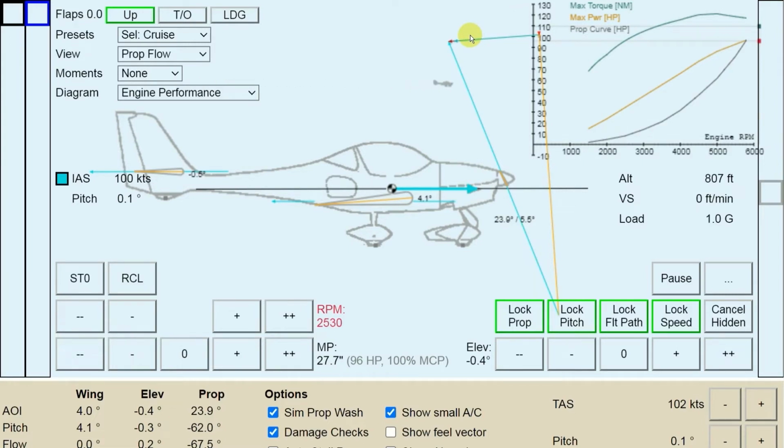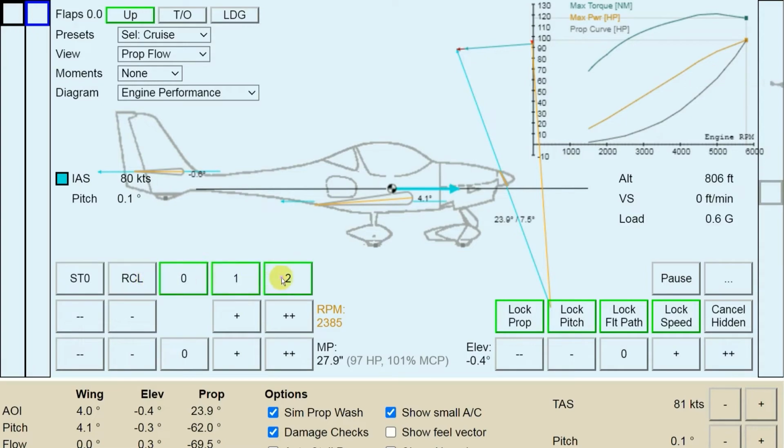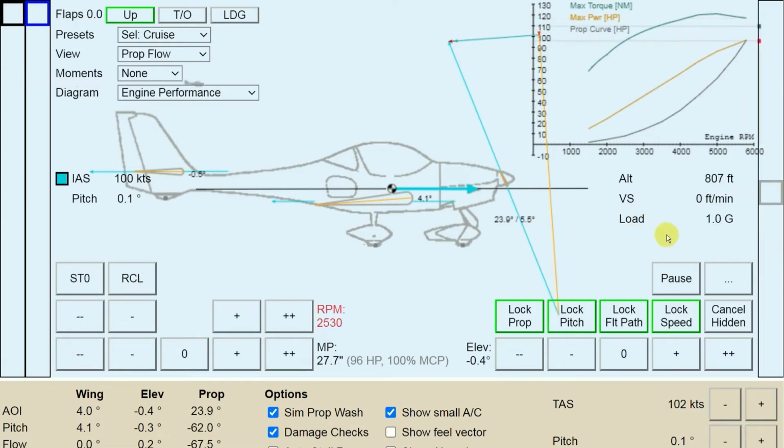Therefore, the airflow at 100 knots is tilted more to the back than at 80 knots. This causes a decrease in angle of attack at the propeller blade, which causes a decrease in resistance against the airflow. Therefore, the propeller speeds up. And because the propeller already was at maximum RPM, it now exceeds its speed limit. Therefore, we have to throttle back to keep RPM within limits.